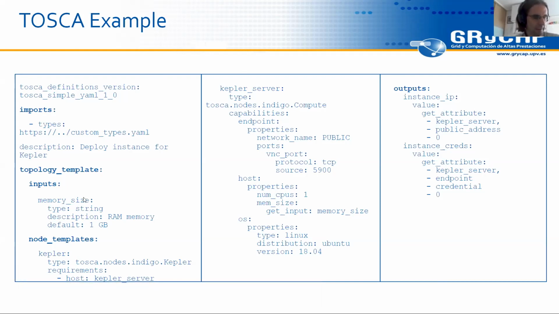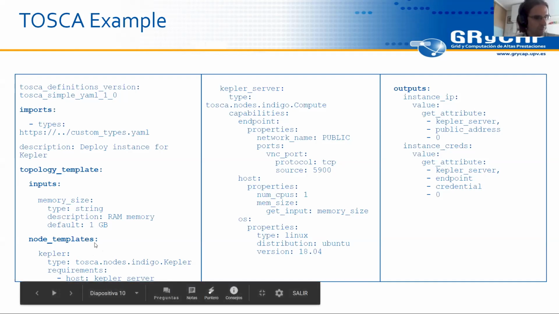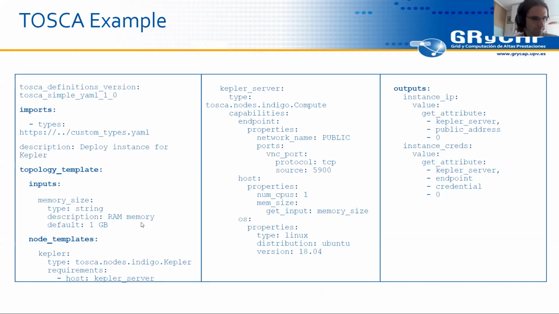In this part, we have an input section where we can define any kind of input that we want for our document. In this case, we have a parameter in order to describe the amount of memory of a virtual machine, and we have set a default value of 1 gigabyte. Then in the node template, we define a set of nodes that describes our infrastructure. For example, we have one node that is called Kepler, that is of type tosca.nodes.indigo.Kepler. This node is defined in the custom type.